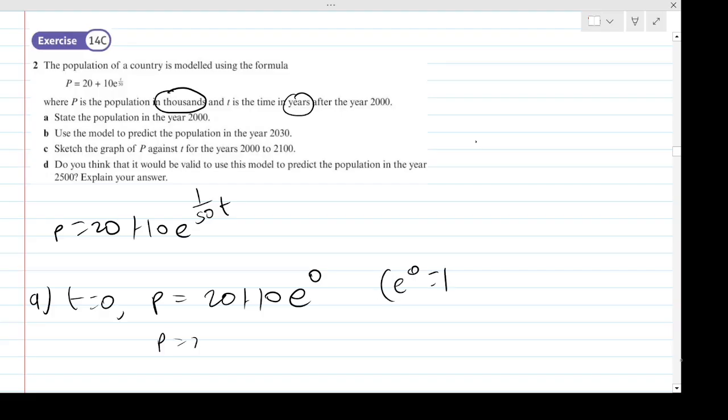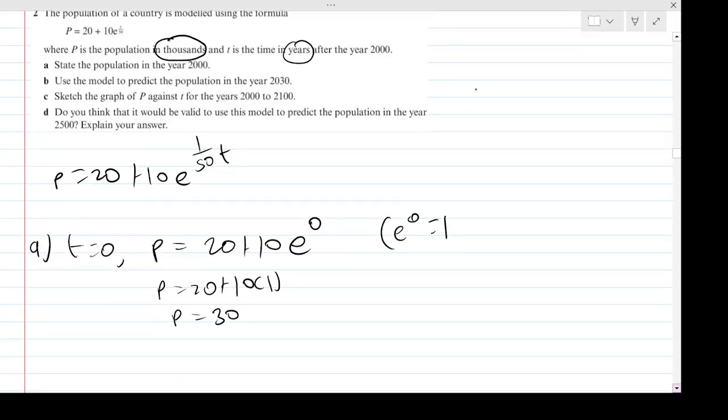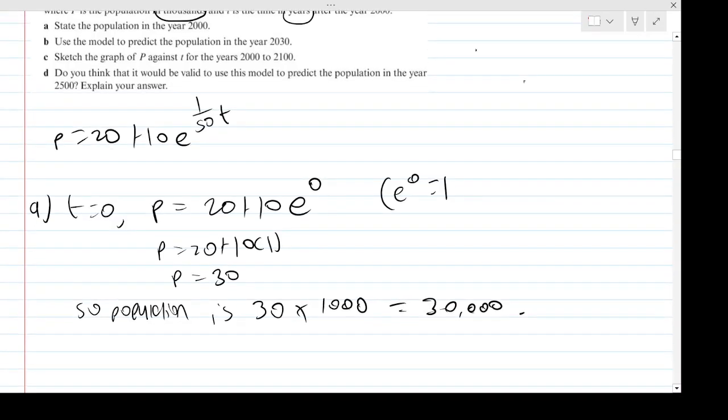So that would be P is 20 add 10 lots of 1, so that's just 10. Overall, we get 30. 20 add 10. So P is 30. But that's the value of P. That's not the population, because the population is in thousands of P. So we need to multiply that by 1,000. So population is 30 times 1,000. And that'd be 30,000. Okay, and there we are. So again, pay attention to your units there.